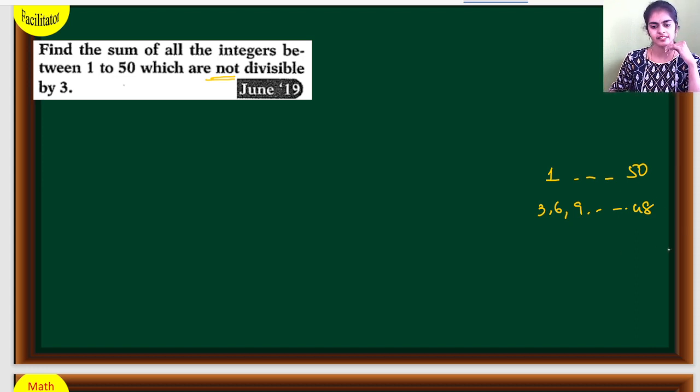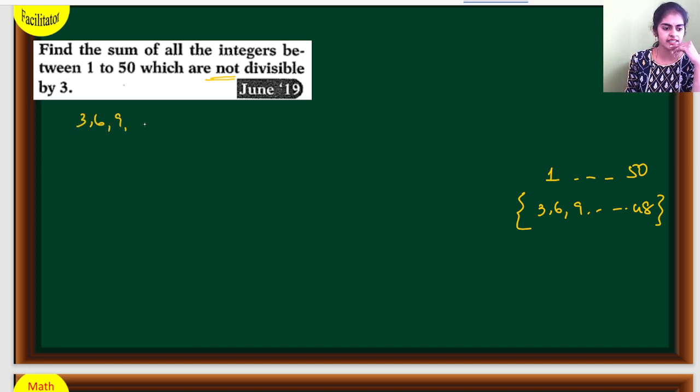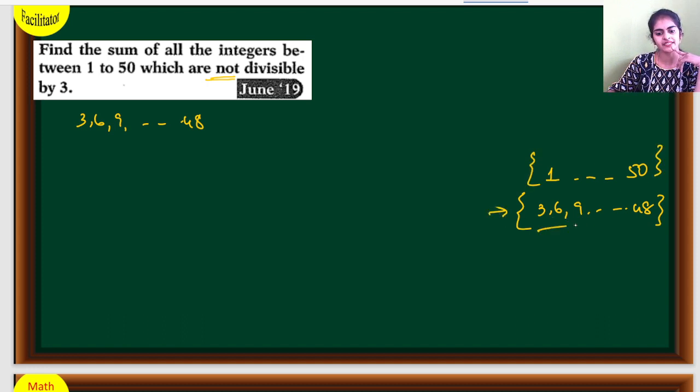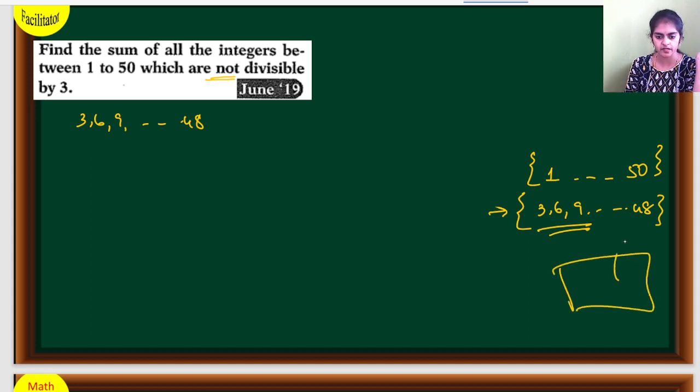3 ones are 3, 3 sixes are 18. So this is the list of numbers divisible by 3: 3, 6, 9, and so on to 48. From the numbers 1 to 50, I'll subtract the sum of these numbers, so I'll get the sum of those numbers which are not divisible by 3. From the total sum of 1 to 50, I'll remove the sum of those divisible by 3. The remaining numbers are not divisible by 3.